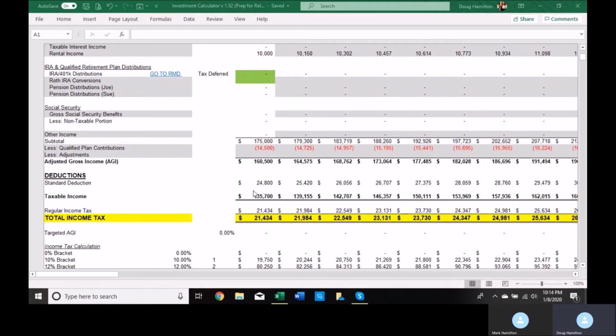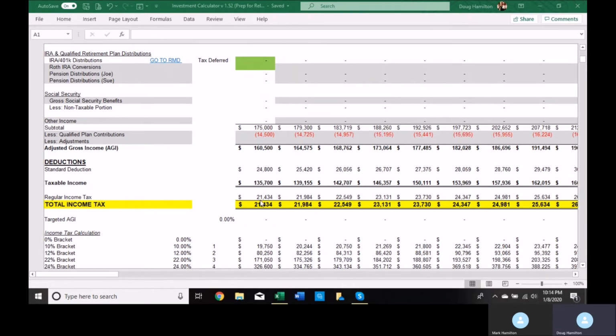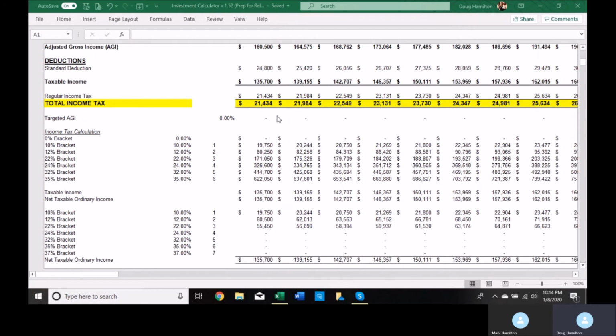These are all calculated based on the current standard deduction. The standard deduction, as you can see, will continue to be inflation adjusted. This $24,800 is the amount that will be the standard deduction for 2020, so we're using that for the current year. Coming to the taxable income and then going through these calculations to get our income tax for the year.